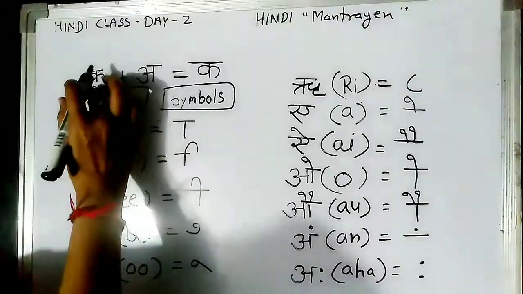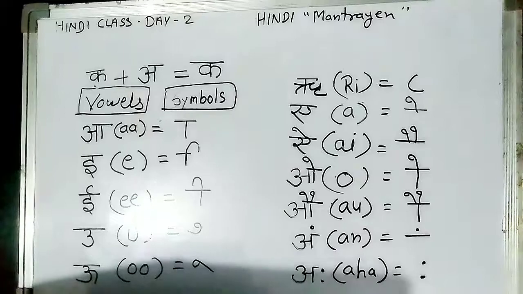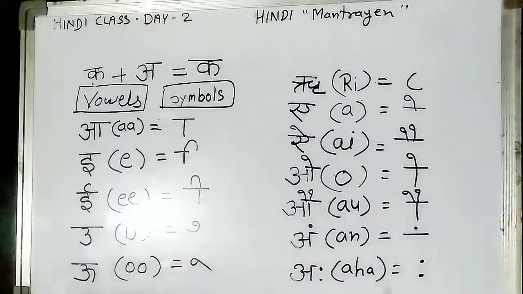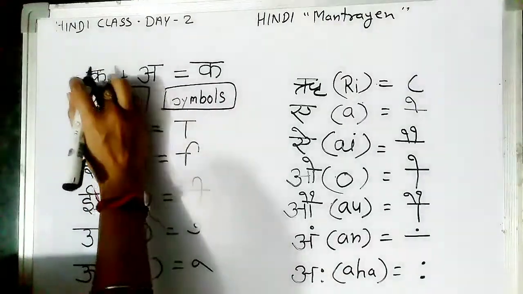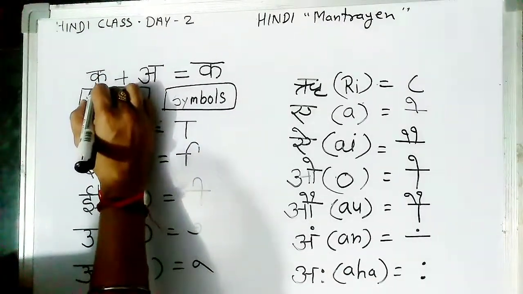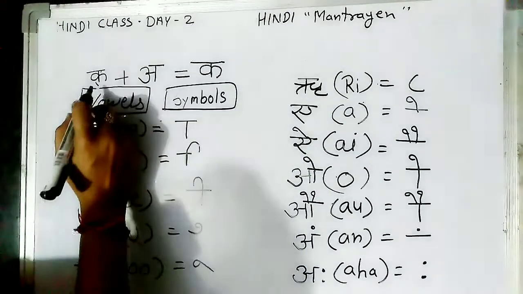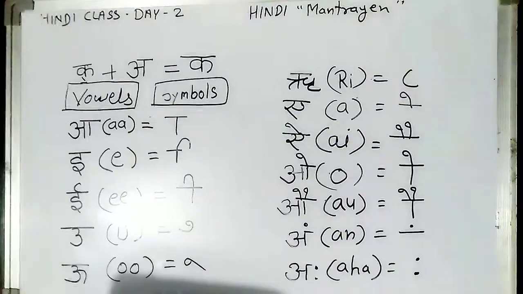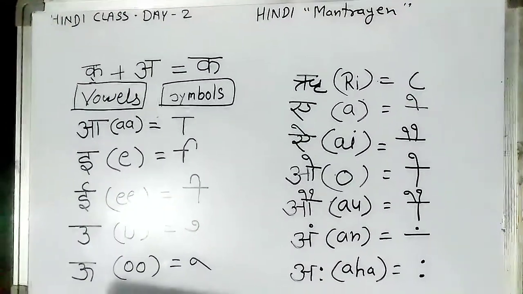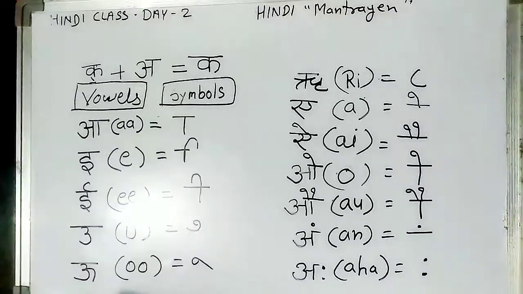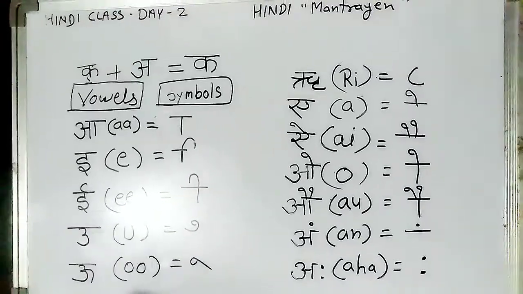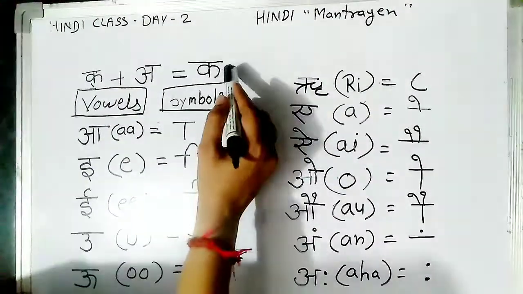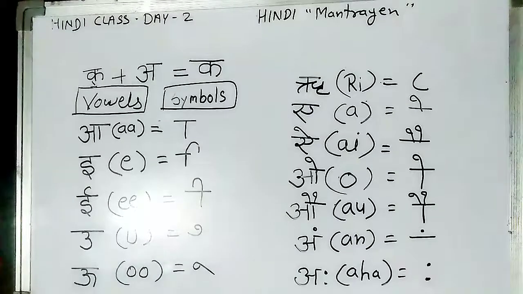ka. What we taught, ka, we put a halant sign at the bottom here. This is the sign of halant. It means half ka, which you will read, plus the matra of a, makes a complete ka. So let's start.